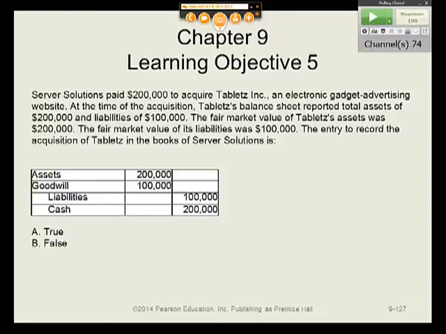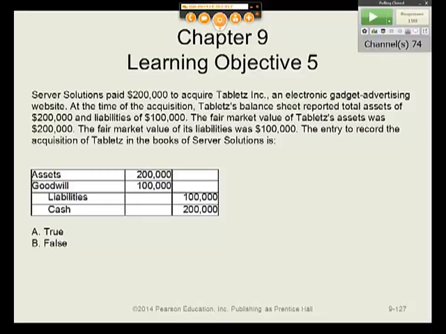So, all right, Service Solutions paid $200,000 to acquire Tablets, Inc., an electronic gadget advertising website. At the time of the acquisition, the balance sheet reported assets of $200,000 and liabilities of $100,000, and the fair values happen to be the same. Now, that's not always going to be the case that the fair values of the assets and liabilities will be the same as book value, but it is at this point, and I want to know if that's the correct entry. Well, of course, I know it's true because you have to figure out the goodwill, and here's the way the goodwill is calculated. So let me bring that over.